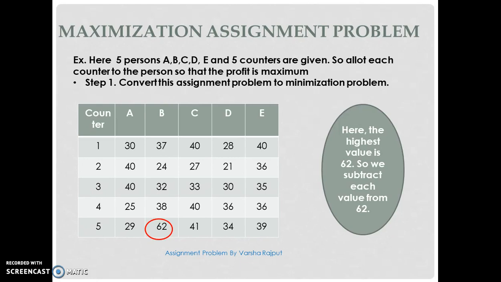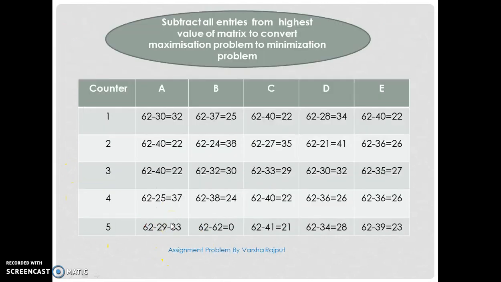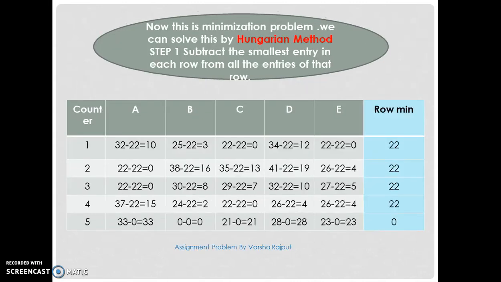Here the highest value is 62. So subtract each value from 62. Each value of this matrix we have to subtract from 62. So 62 minus 30, 62 minus 37 and so on. All values are subtracted from 62. And now this is converted to the minimization assignment problem. Now the next step is to solve it by the Hungarian method.